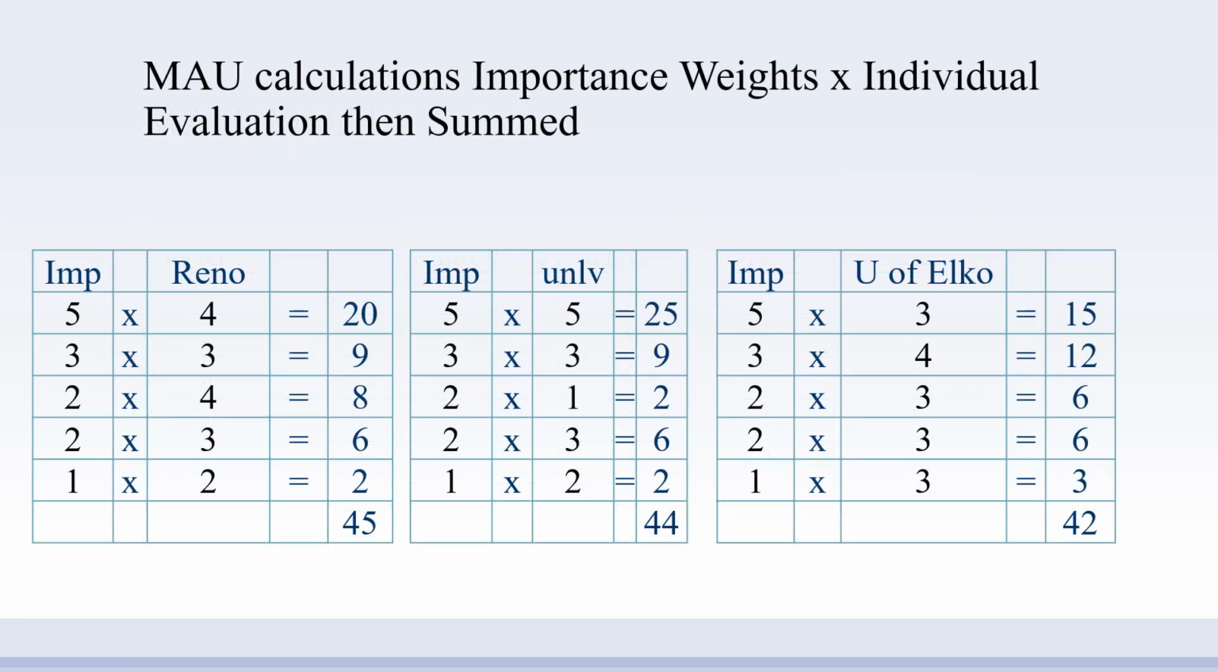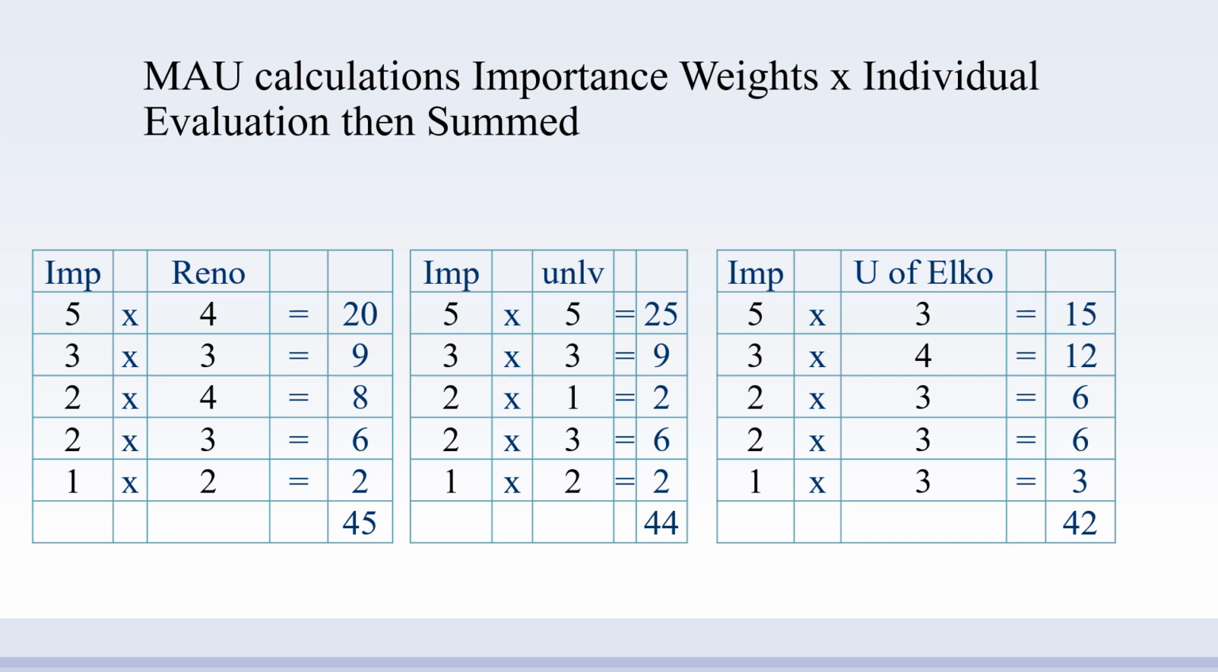So the multi-attribute utility calculation looks like this. It's the importance weight times the individual evaluation and then summed. So for instance, on Reno, the quality of education importance was a 5. Reno scored a 4. They got 20 points for that. In terms of cost, the importance was 3. Reno was evaluated as a 3.